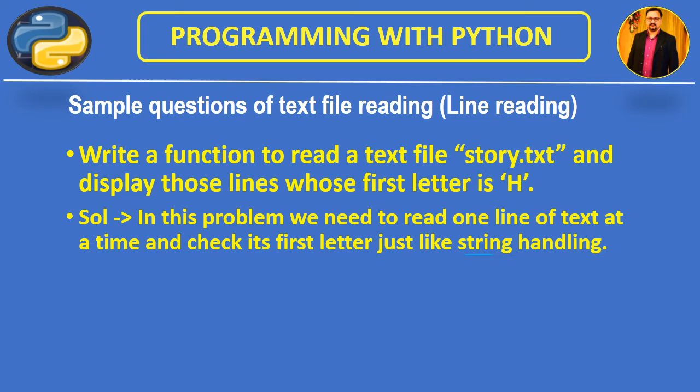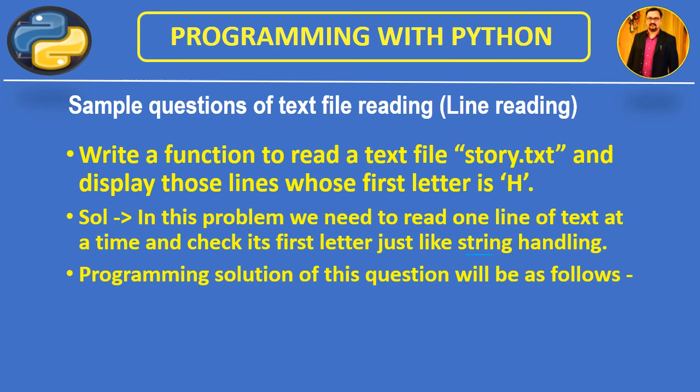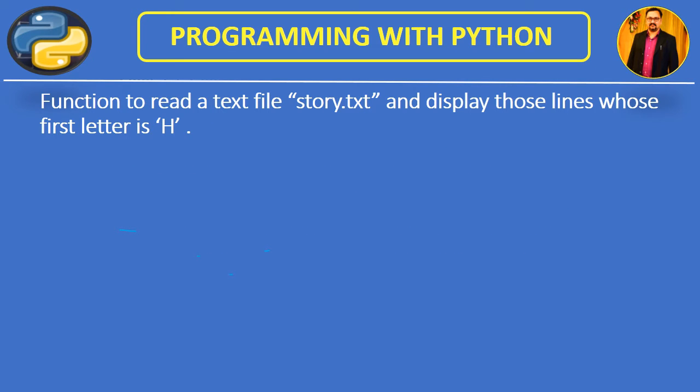In this problem we need to read one line of text at a time and check its first letter, just like string handling, meaning reading one line as a single string and checking its first character. The first character is always stored at location 0. So in the same way you have to check it. Through the programming solution, you can understand it in a better way. Here is the solution of the last question.